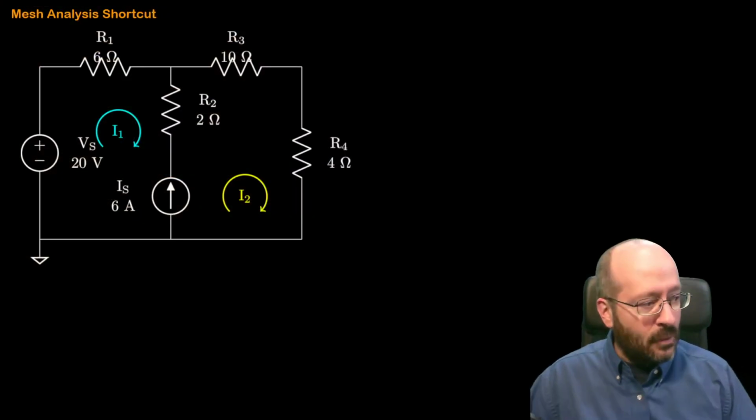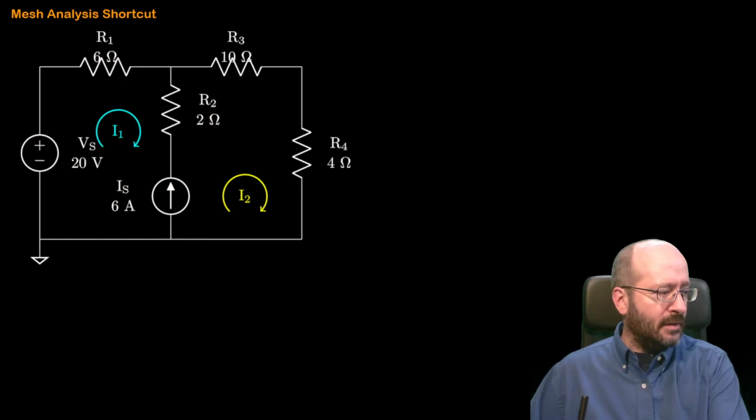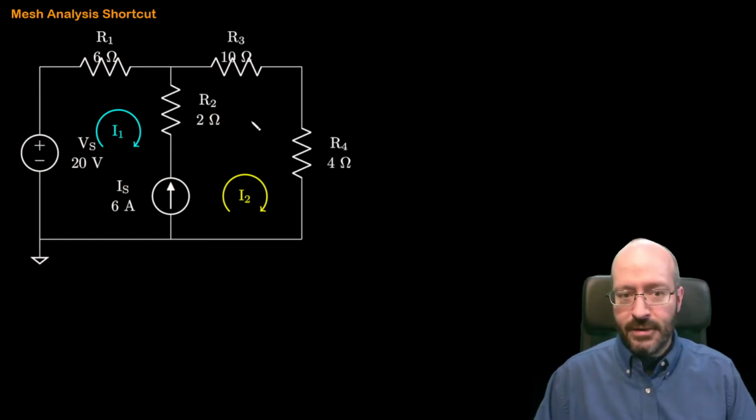So we can still do this with mesh by inspection or the shortcut, whatever you want to call it, but we have to still recognize that there's a super loop. So that's why we started with that, and now we're doing this. Okay, so let's take a look at this problem. It's a problem that we've seen before.